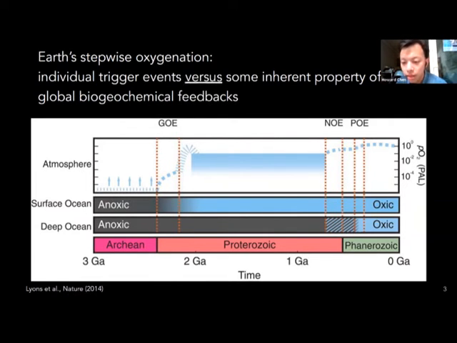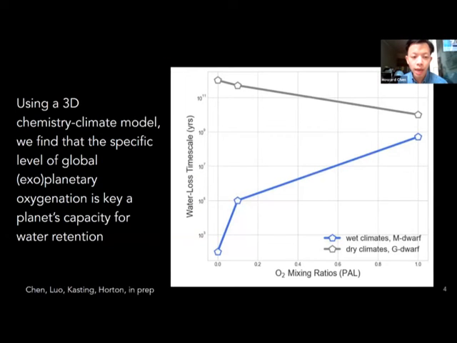Because of the potential diversity of different oxygen levels, it's expected that as we look for these young Earth-like planets, we're essentially looking at different snapshots of their history. So it is very likely we're going to get a whole bunch of different oxygenation levels. We use the 3D chemistry climate model that we've developed over my PhD and look at this problem. Basically, very simple, changing just the global oxygen concentration.